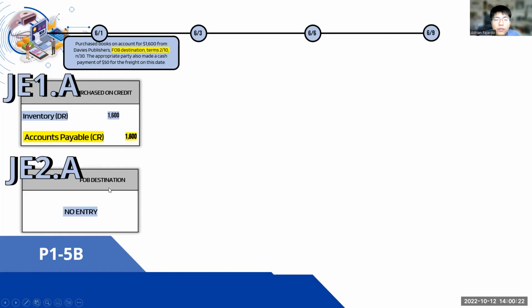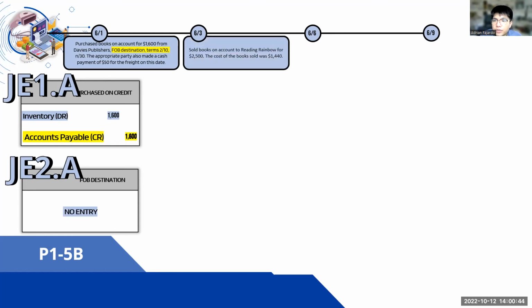There is no freight in entry because it's FOB destination. So when it's FOB destination and we're the buyer, we don't pay for the freight cost, and therefore the recording should be on the seller side. So if it's the seller, that is freight out, debit, credit, cash of 50. But that's on the seller side, right?